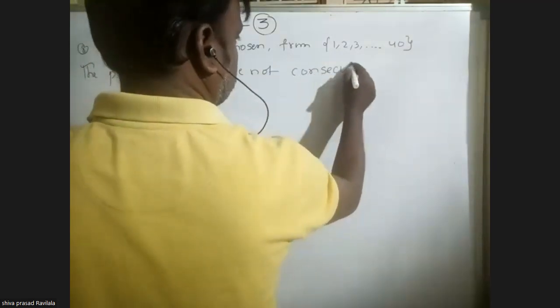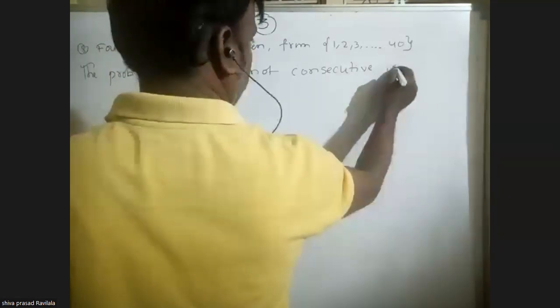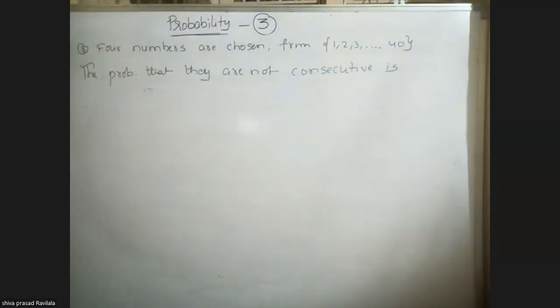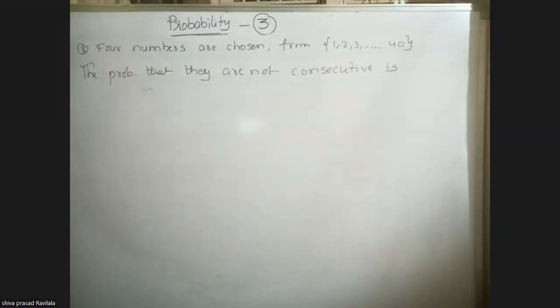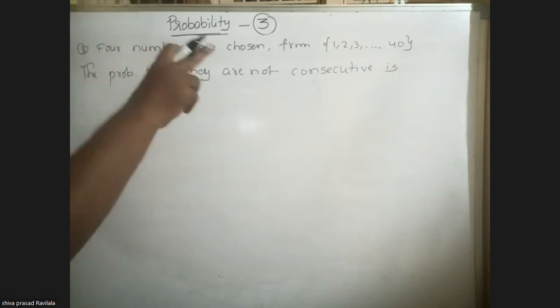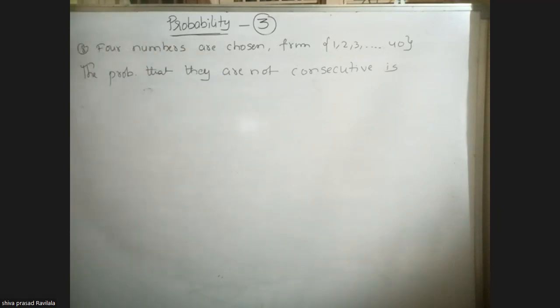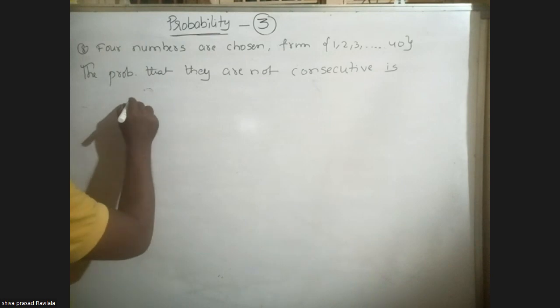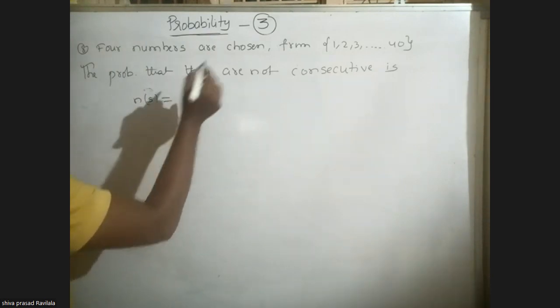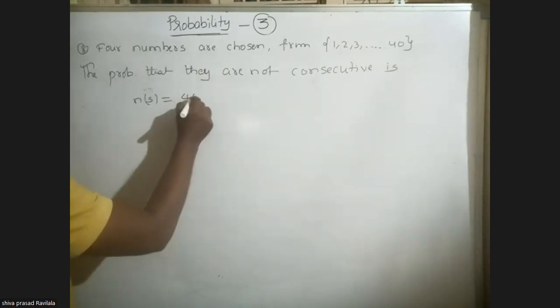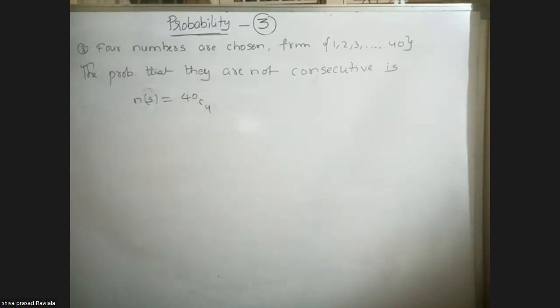Consecutive means... the probability that they are not consecutive. 4 numbers are chosen from 1, 2, 3, 4, and so on up to 40. The probability that they are not consecutive. Here n of S is equal to 40 C 4, since out of 40 you select 4.